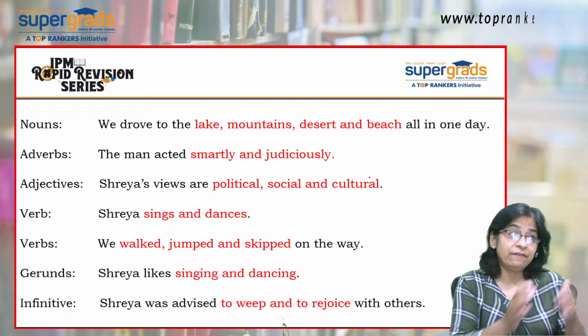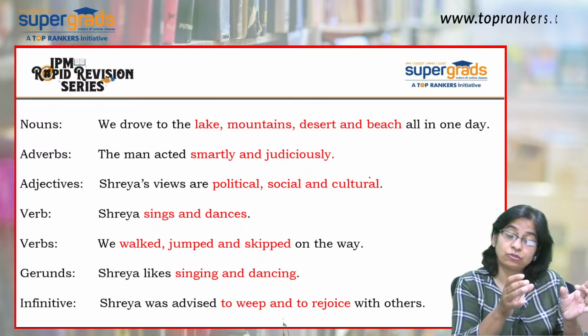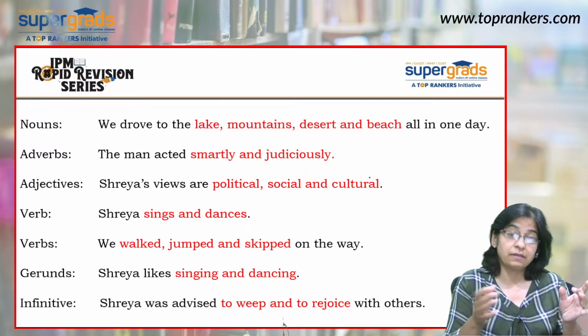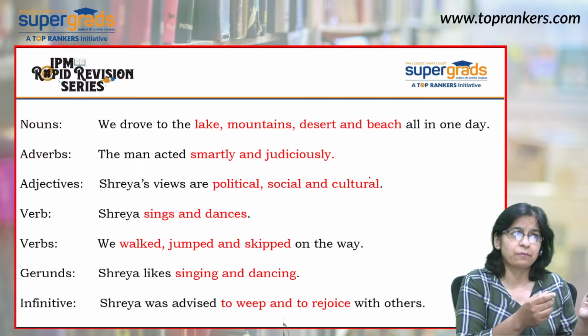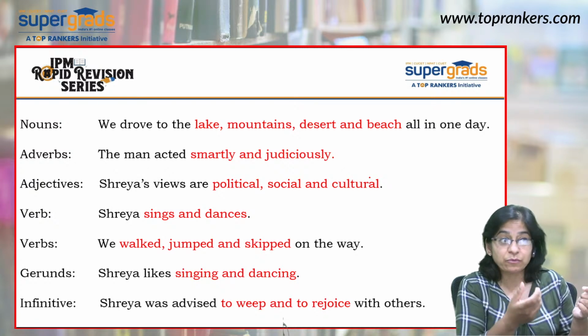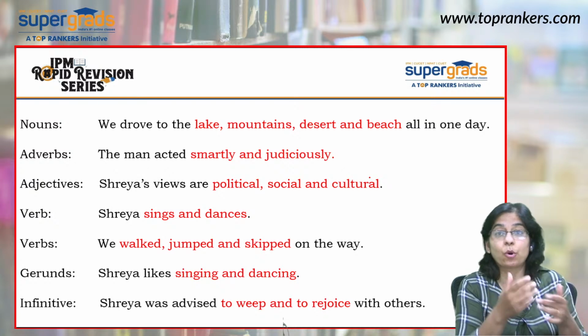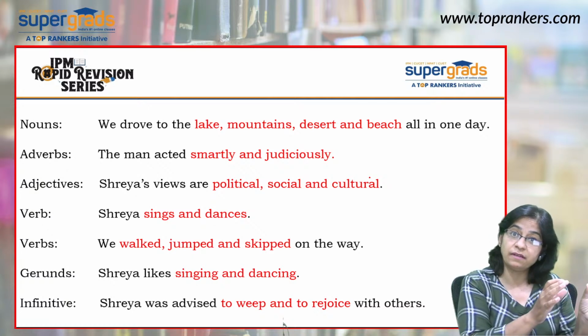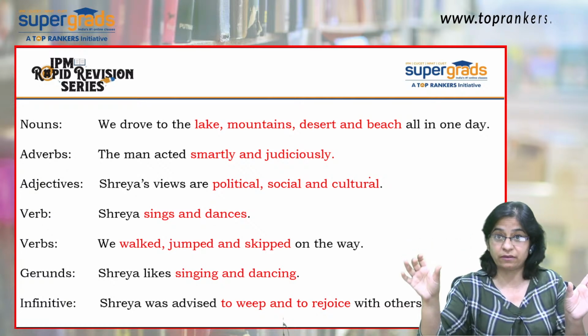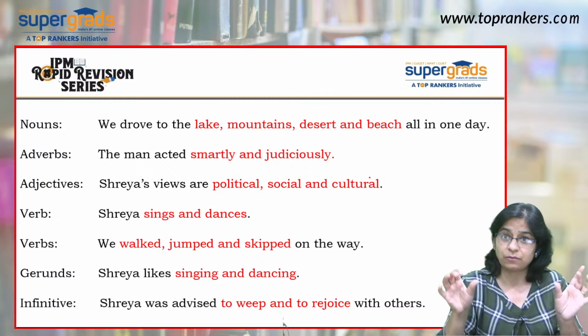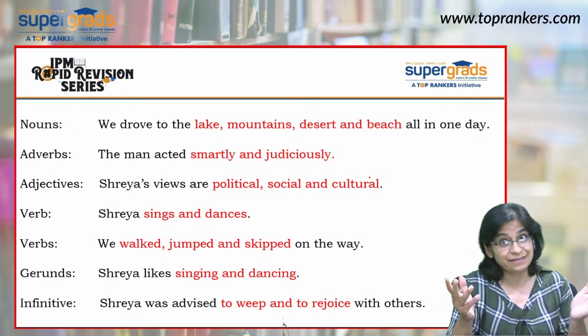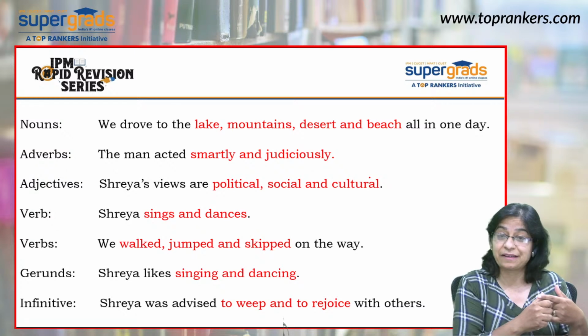If you want to place more than one noun in your sentence, how do you structure it? For example, we drove to the lake, mountains, desert, and beach all day long. What I've done in the sentence is I've placed all the nouns together in the sentence. See, only the nouns. Sounds simple, right? Well, it is very simple. Let's look at another example.